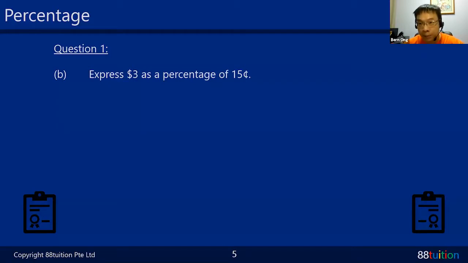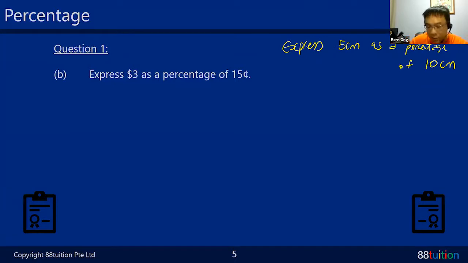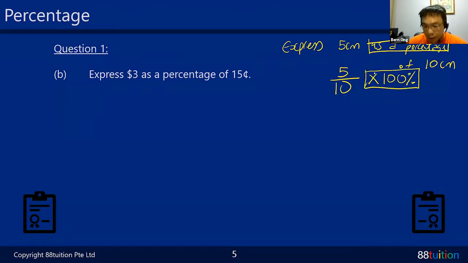So how do you do this question? Usually they will say express, let's say, express 5 cm as a percentage of 10 cm. Easy. This one means 5 over 10. When you see the words as a percentage, remember, times 100%. So what is 5 over 10 times 100? You can cancel, 50%. Easy.